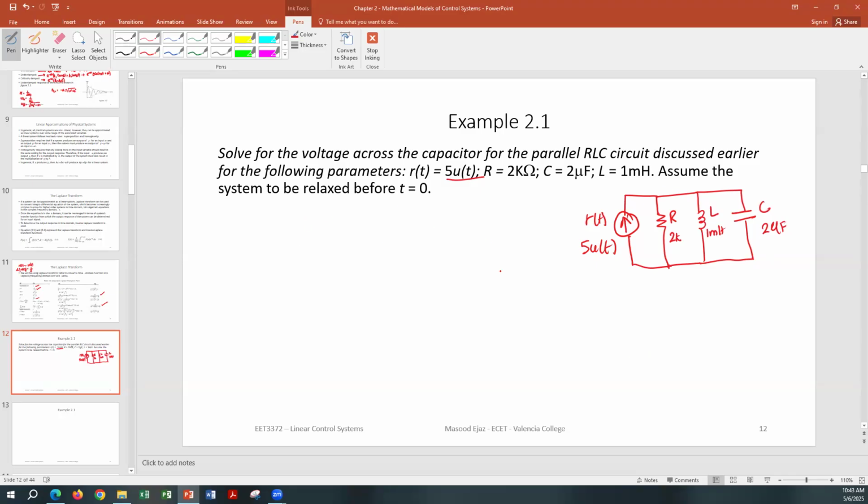Assume that the system was relaxed before t is equal to 0, so there was no energy stored in the inductor or capacitor. If the system is relaxed, the inductor and capacitor have 0 energy stored. IR, IL, IC.